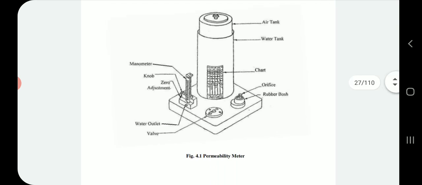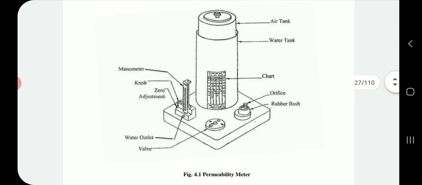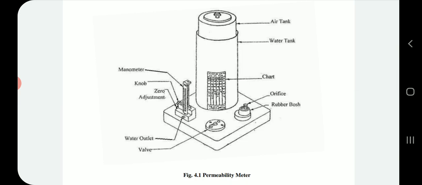This is the diagram of the permeability meter, having water outlet, valve, zero adjustment knob, manometer, air tank, water tank, chart, orifice, and rubber bush.